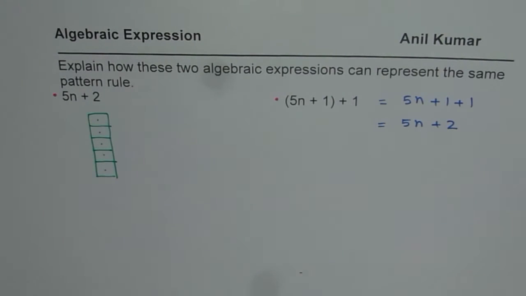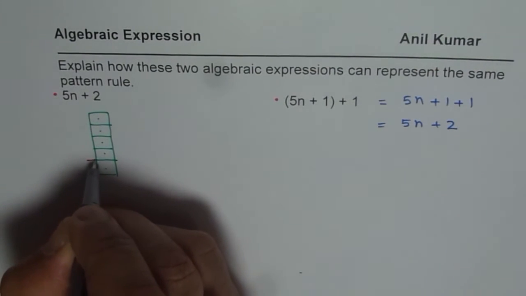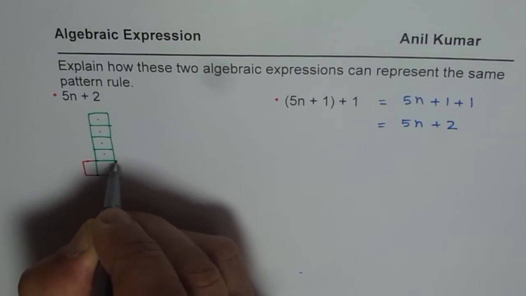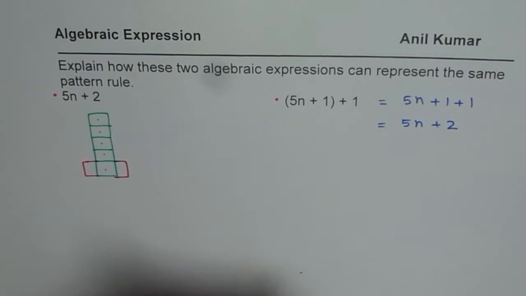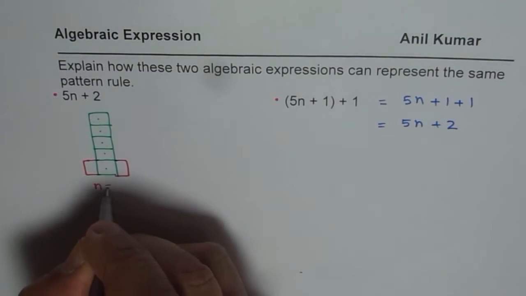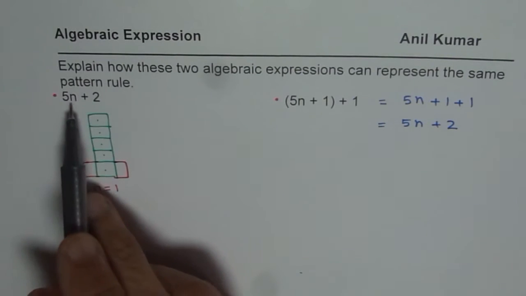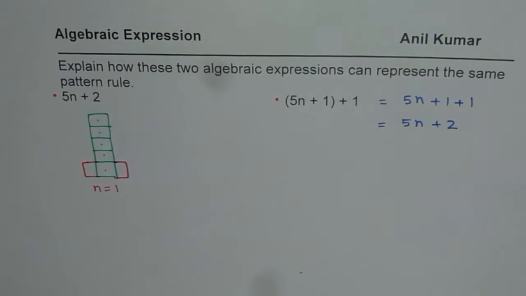So let me take another color to represent two fixed blocks. So we could have it kind of like this, and we say, well, this is the two fixed blocks for us. So that becomes when n equals 1. So what we have here is 5 green squares, 5n, plus 2 fixed, correct?